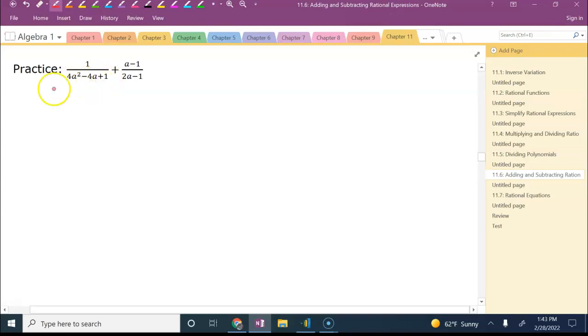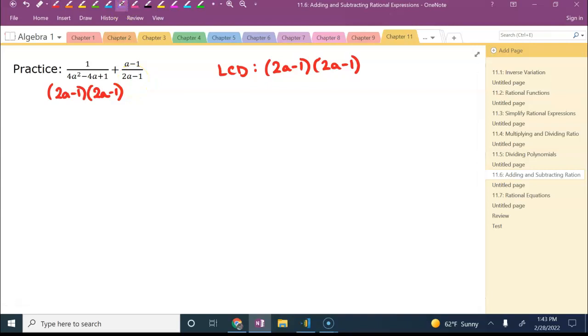So this first fraction, to factor that, would be 2a minus 1, 2a minus 1. It's one of those special properties we talked about in chapter 8. So my least common denominator is to have 2a minus 1 twice, because it shows up 2 times in the first fraction. Now the second fraction has one of them, so we're just going to have to multiply that second fraction by another one to get both of them to have the 2. I don't need to do anything to my first fraction. We can leave that one alone.